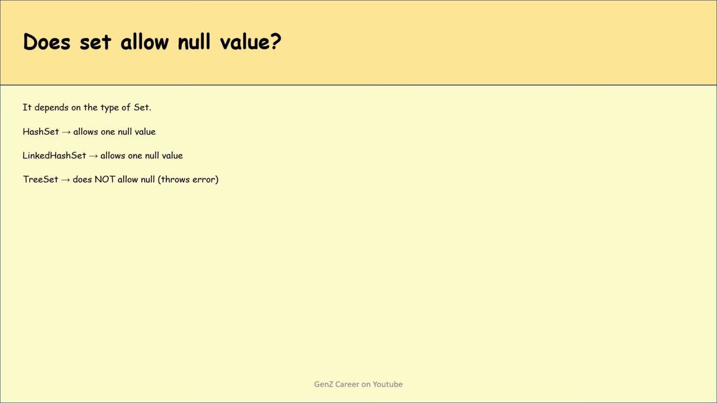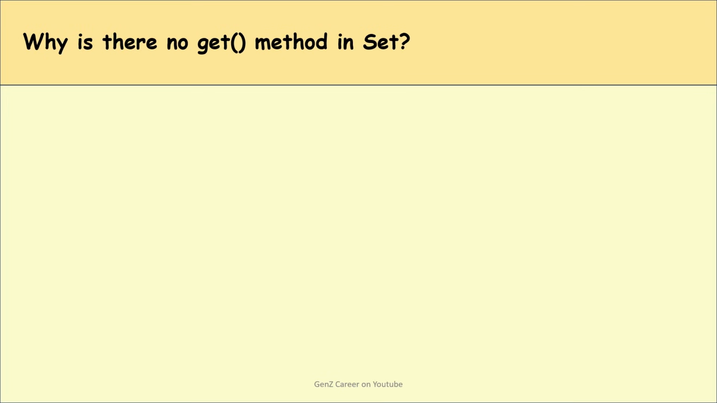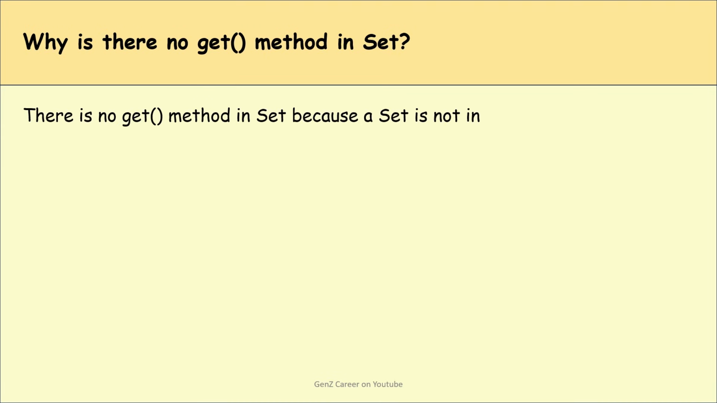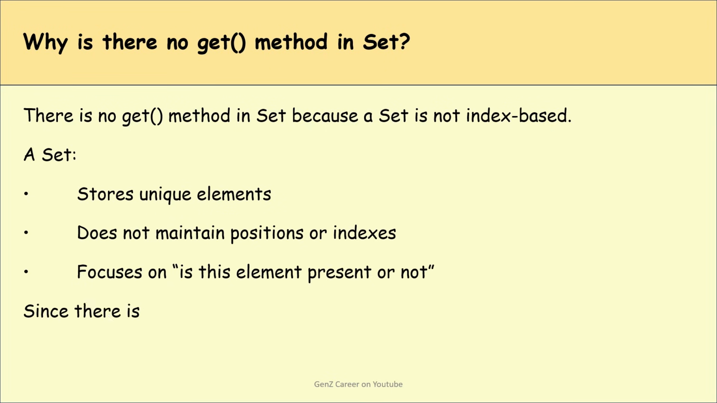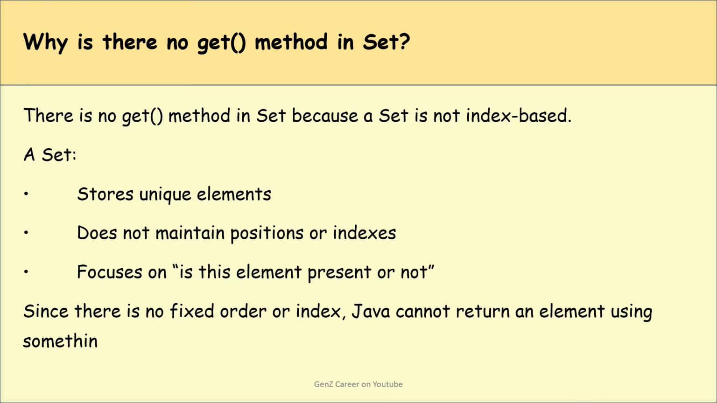Okay. Why is there no get method in the set? There is no get method in the set because a set is not index based. A set stores unique elements, does not maintain position or indexes, and focuses on whether the element is present or not. Since there is no fixed order or index, Java cannot return an element using something like get(0).